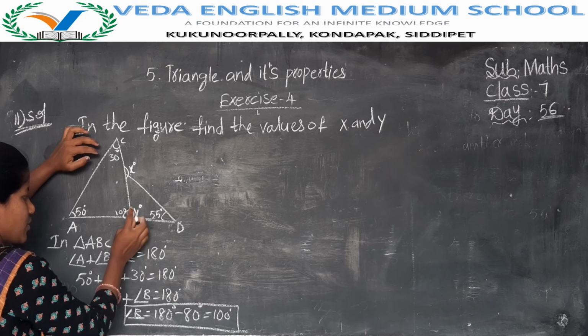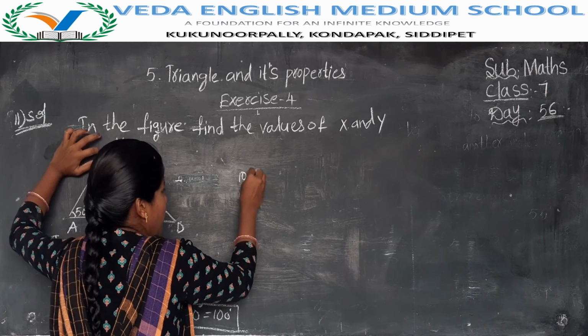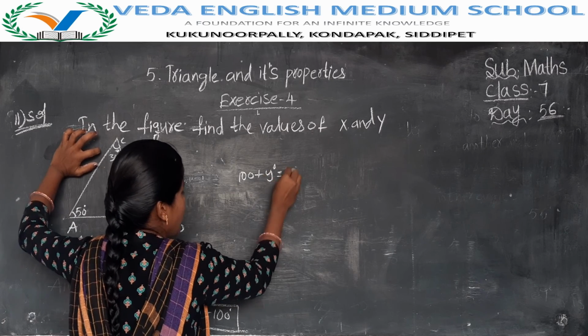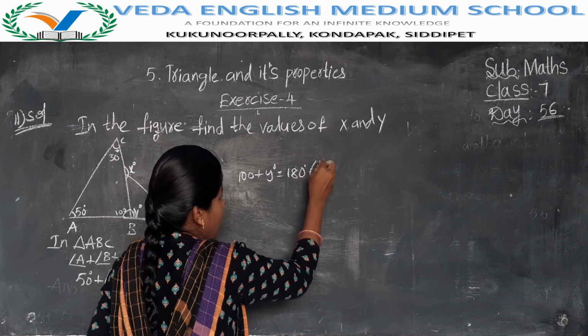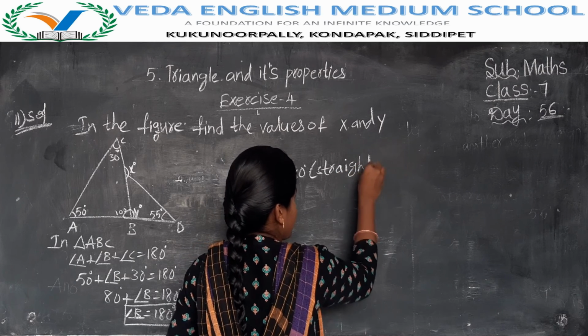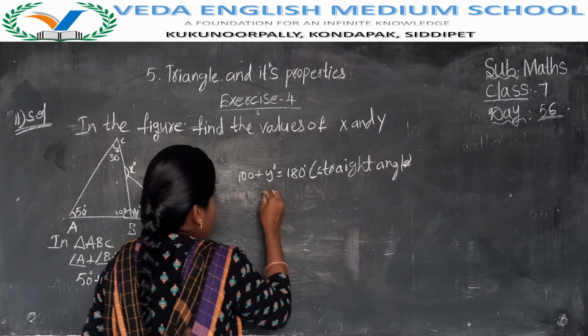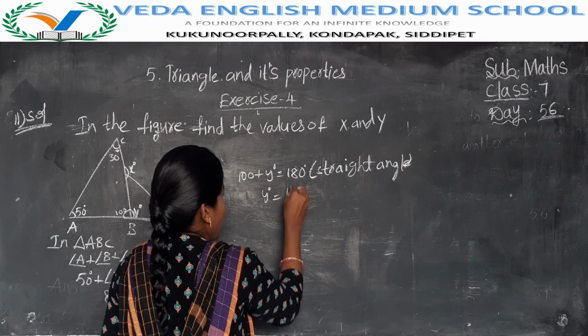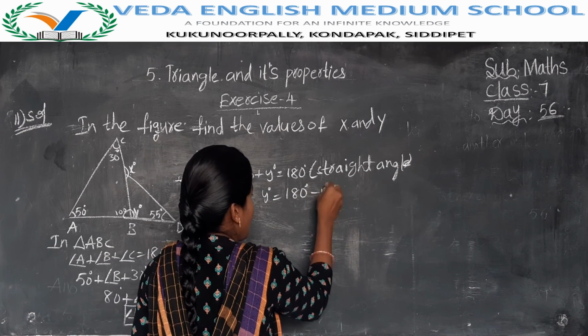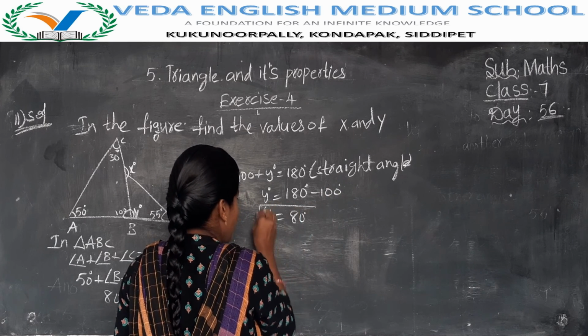If we have drawn like this, the total should be 180. So 100 plus y degrees is equal to 180. Why? Because that is a straight angle. You have to write here straight angle. Now y is equal to 180 minus 100. So y is 80 degrees. We got the value of y.